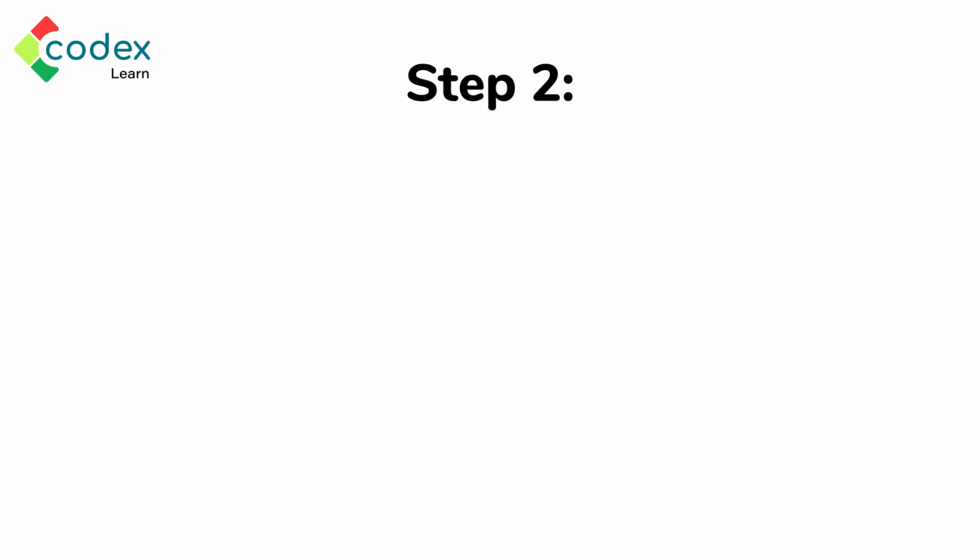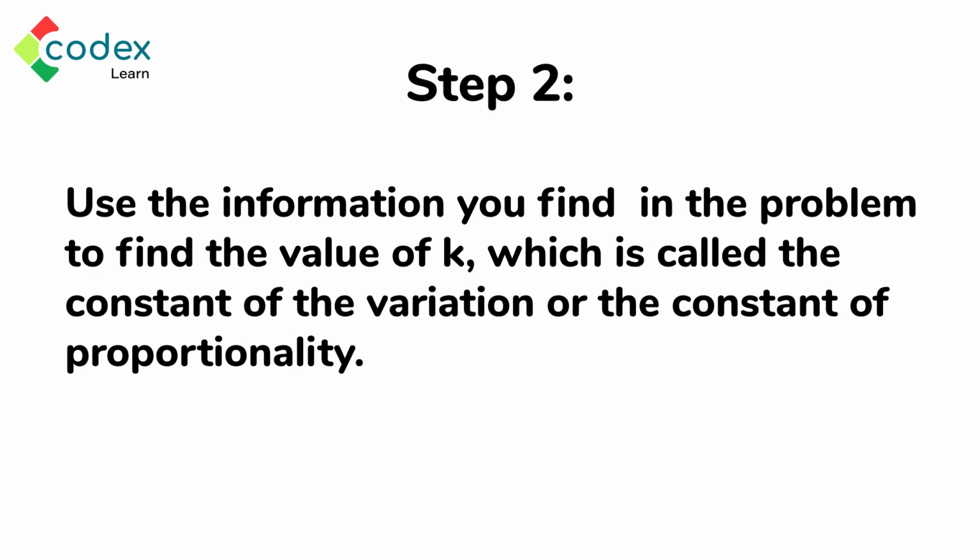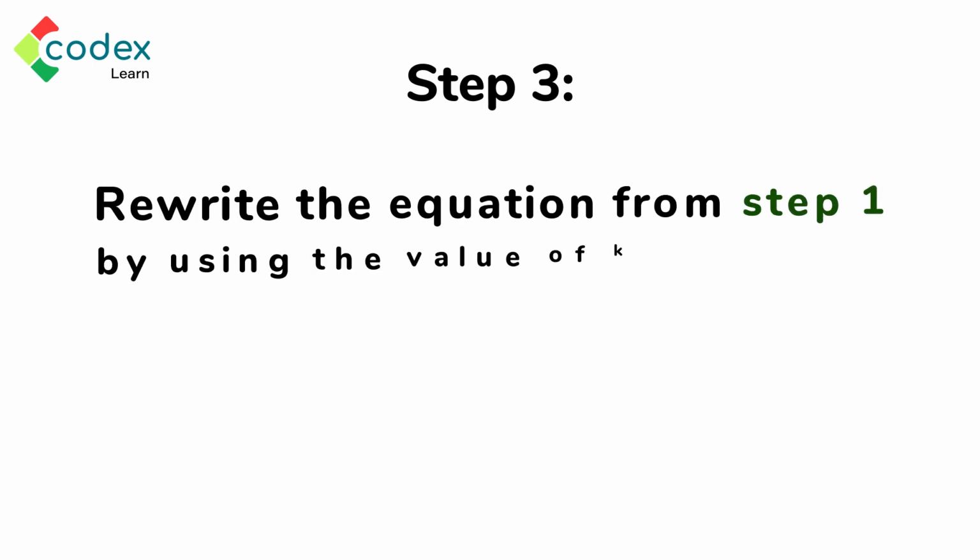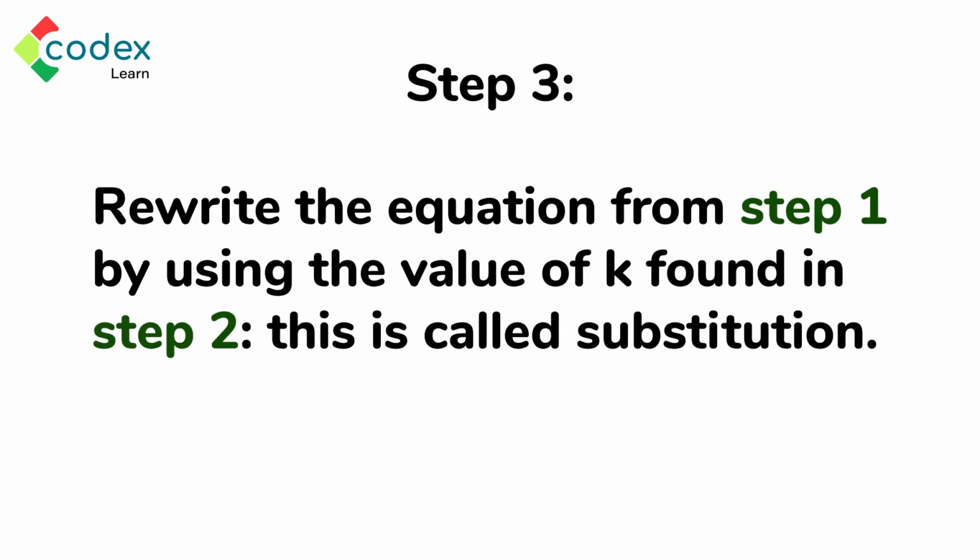Step 2. Use the information you find in the problem to find the value of k, which is called the constant of the variation or the constant of proportionality. Step 3. Rewrite the equation from step 1 by using the value of k found in step 2. This is called substitution.